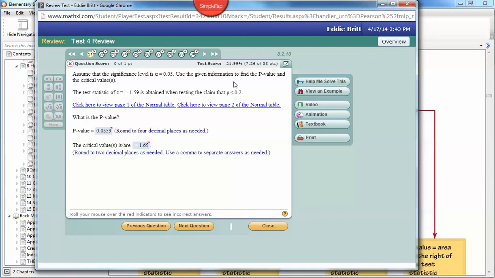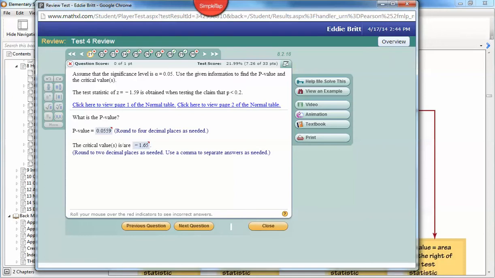Alright, so they give you the test statistic, so you don't have to find that. Remember, the test statistic formula will vary with these tests depending on what type of claim we have. This claim says p is less than 0.2. That's a proportion, so we didn't have to figure this test statistic out, but if we did, we would have to use the formula that follows proportions. Anyway, the claim is p is less than 0.2.